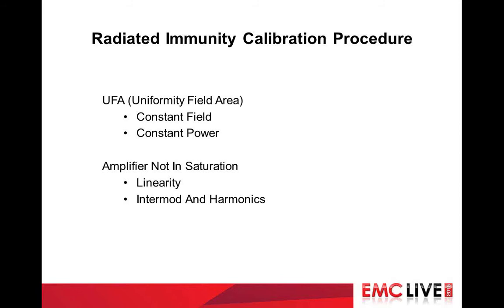There are 2 methods to determine if the field strength is uniform. One is constant field strength, the other is constant power. Constant field is recording forward power and constant power is recording field strength. The constant field method is basically recording the forward power while keeping the field strength constant. The constant power method is keeping the forward power constant while recording the field strength. The second part of the calibration is to ensure the amplifier is not operating in saturation by checking the amplifier's linearity, intermods, and harmonics.